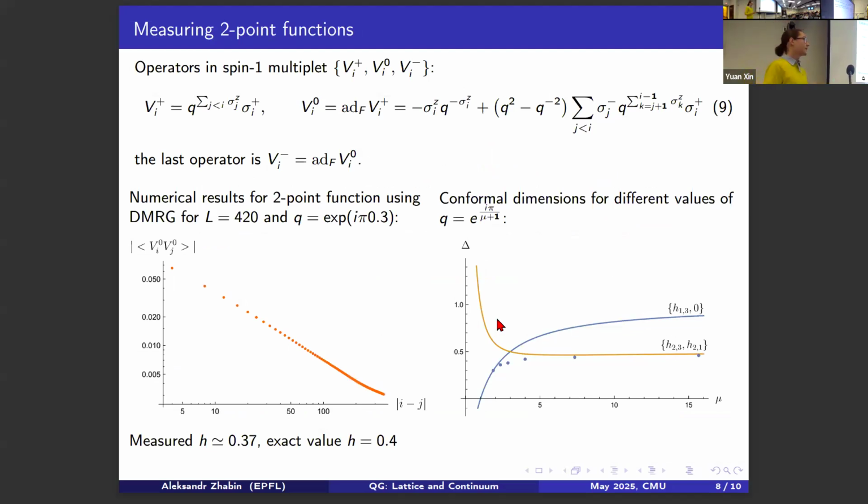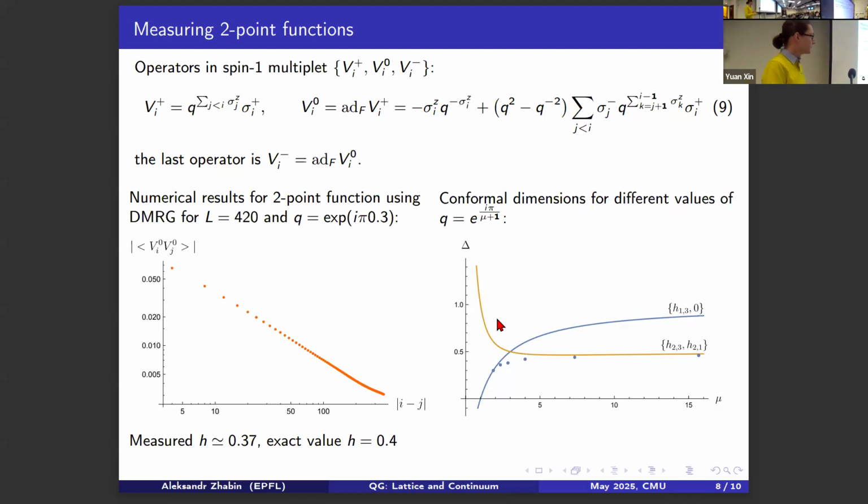If somebody is not satisfied with the continuum description, we also do some numerics. We consider the operators in the spin 1 multiplet. There are 3 of them, V plus, V0, and V minus. We have explicit formulas for these operators on the lattice. We do the DMRG to measure the 2-point function of V0 as a function of the distance i minus j on the lattice. And in the log-log plot, we get a nice straight line. And from this straight line, we can extract the conformal dimension of the operators. So we repeat this procedure for several different values of Q.